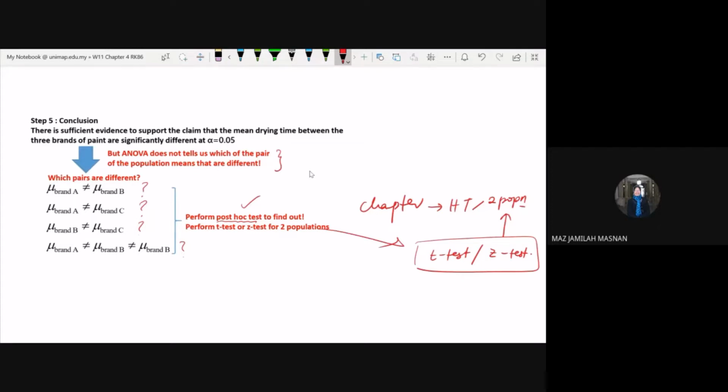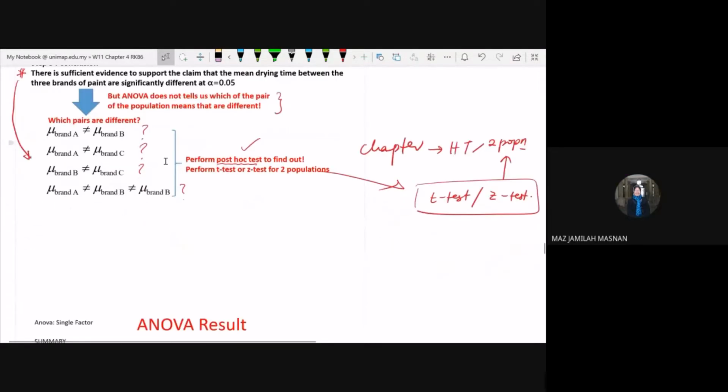I'm not going to do this one, but I want you to understand from this conclusion how we know which of the population means are different if we reject the null hypothesis. Okay, class, do you have any question here? Do you have any question for this discussion, class? No, doctor. Okay, thank you.